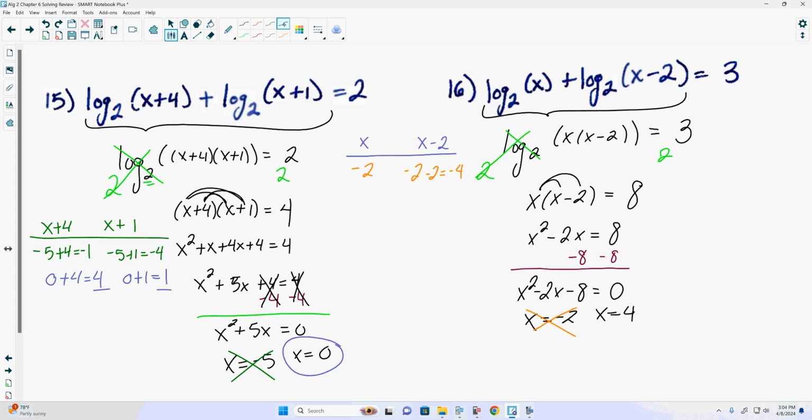Our other one is 4. And for our log base 2 of x, or just x, it would give us 4. For our other one, 4 minus 2 is 2. So for number 16, the only solution that does work is x is equal to 4. And again, on these here, I do want both solutions. Even though the one doesn't work, I do want you to give me both and mark out the one that doesn't work. Questions on this here?